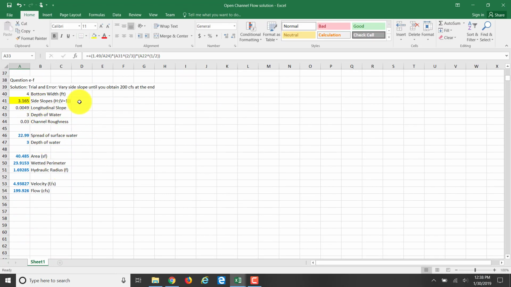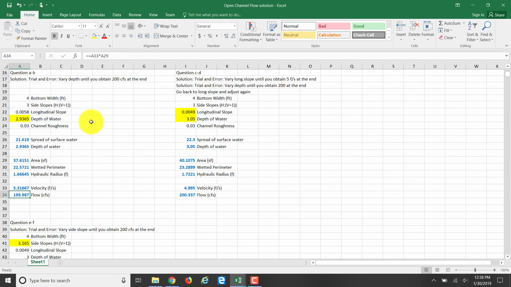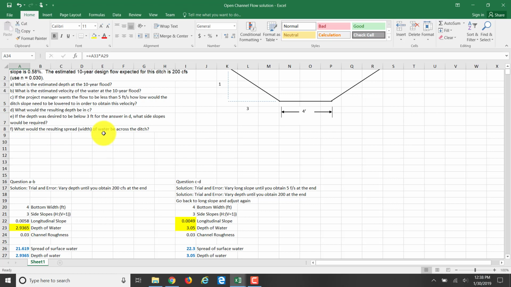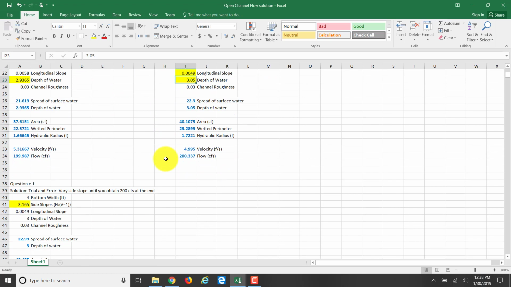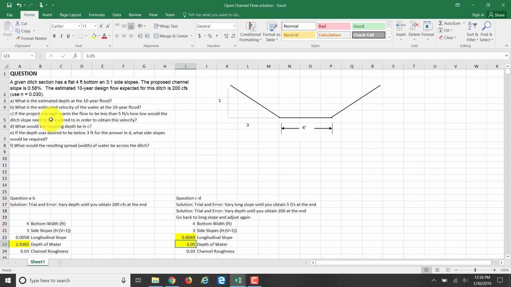So these are all how I got this information over here. This one is just taking this velocity times the area of flow, and that's how we've been able to solve this problem. Hopefully that helps out. It's a lot easier to do this with a spreadsheet than to try and do it on a calculator or by hand. This allows you, when you have the items picked out over here that are highlighted in yellow, you can just vary those to get the answer that you need to match all of the parameters that are called out for in the problem.